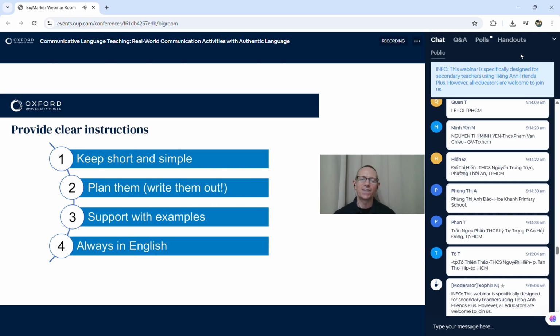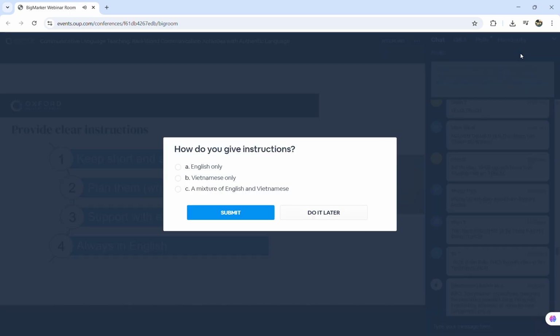But I'm interested in this. I know many of you are Vietnamese teachers of English. I know a lot of Japanese teachers of English like to give their instructions in the student's first language because that can be quicker and easier. But how about you? Let's do another poll. So Sophia, if you wouldn't mind putting up poll 2. How do you give your instructions in your classes? Do you give them all in English, all in Vietnamese, or in a mixture of both?